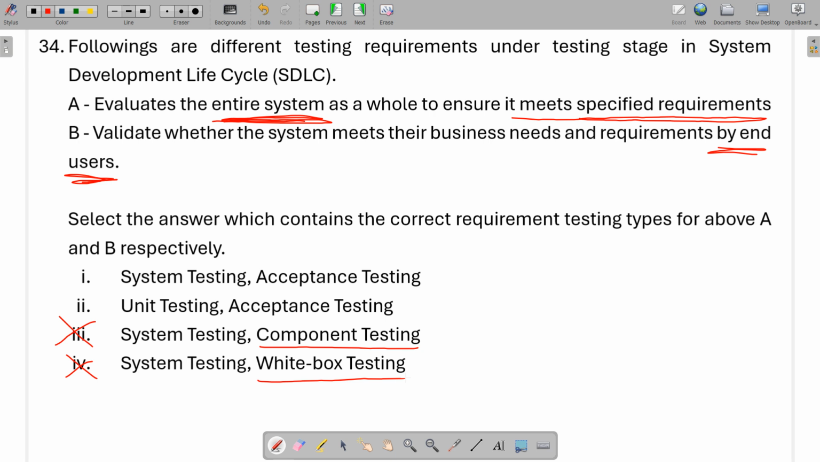So acceptance testing is going to be part B, and since the entire system is tested, statement A is talking about system testing, not unit testing. Because of the unit testing, number 2 is disqualified. So the answer is going to be the first one.